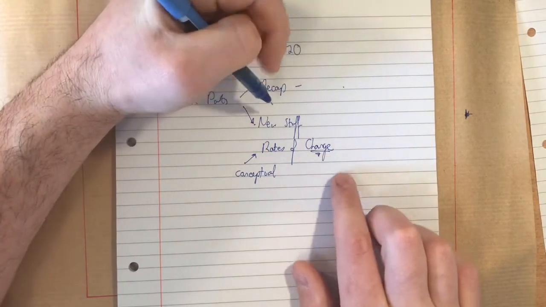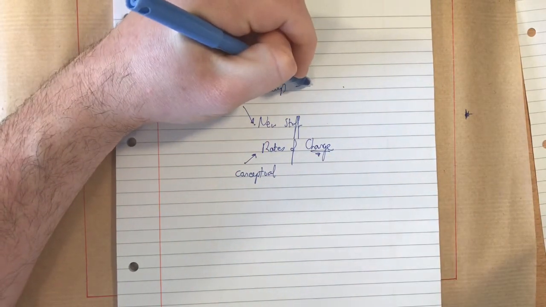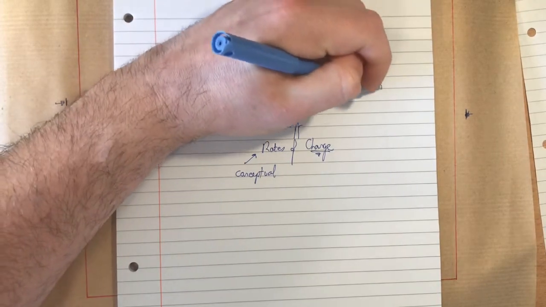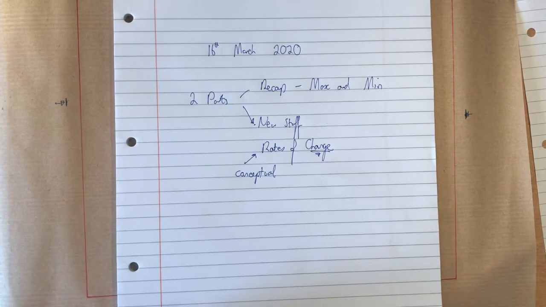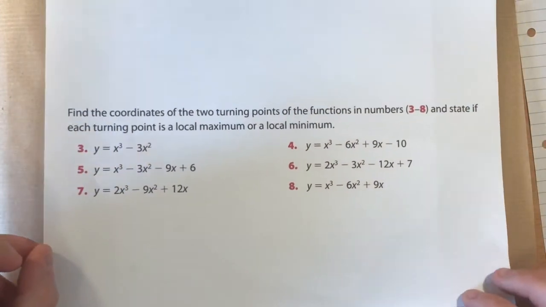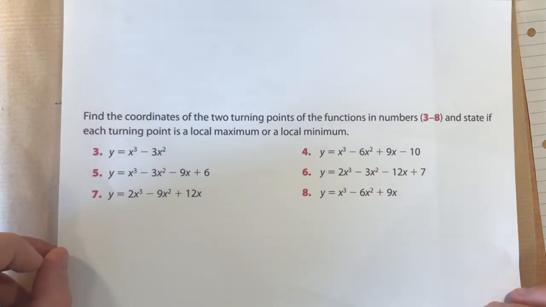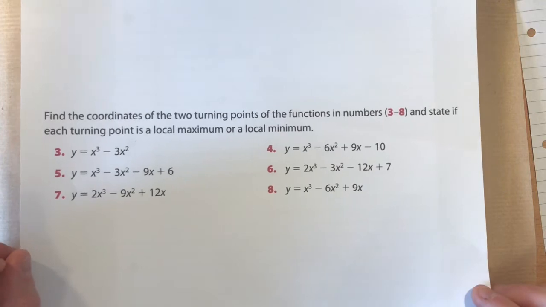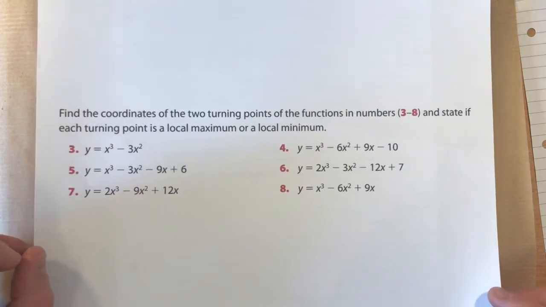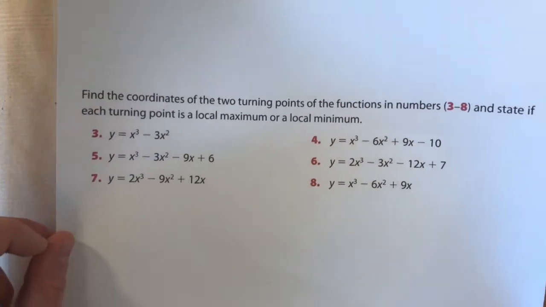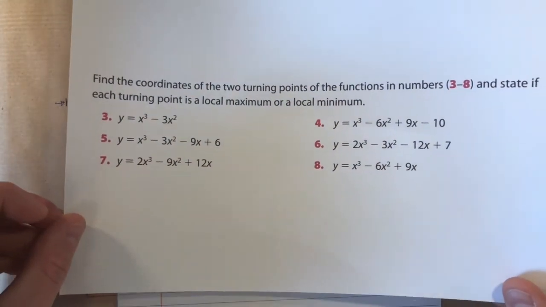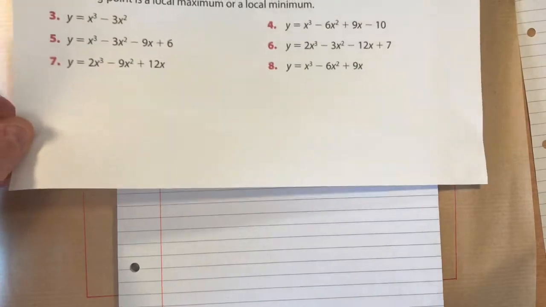The recap will be the recap of what we did on Friday, which was max and min. And the recap will take the form now of answering question 7 from the assigned homework. Find the coordinates of the two turning points of the function in numbers 3 to 8 and state if each turning point is a local maximum or a local minimum. So the first job at question 7 was to find the points at which it's a local maximum and local minimum. So let's take a look at that now.